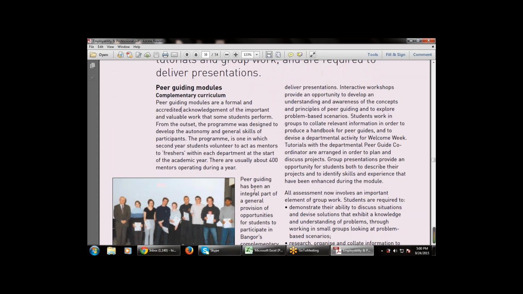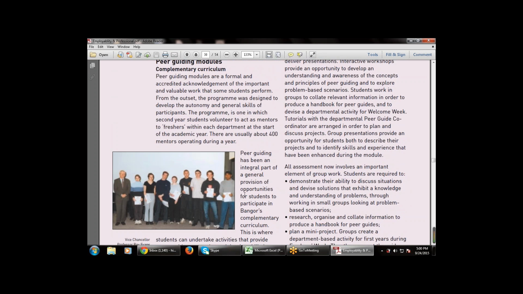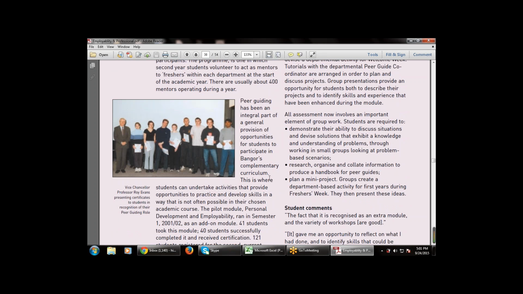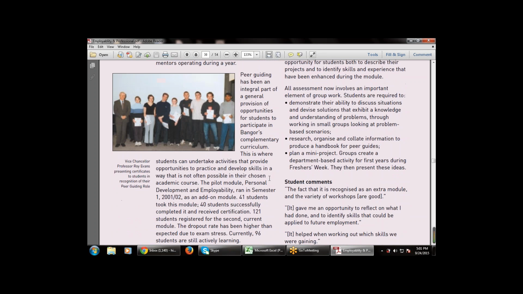Peer guiding has been an important, integral part of the general provision of universities, an opportunity for students to participate in the co-curriculum or complementary curriculum. This is where a student can undertake activities that provide the opportunity to practice and develop skills in a way that is not often possible in their chosen academic course.